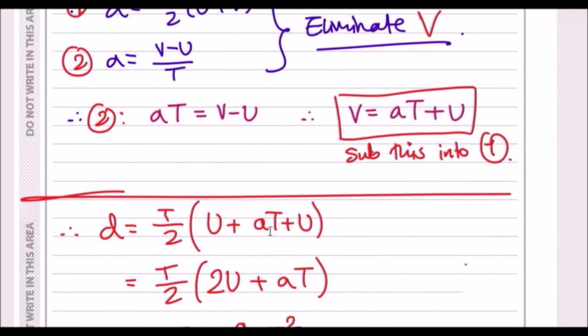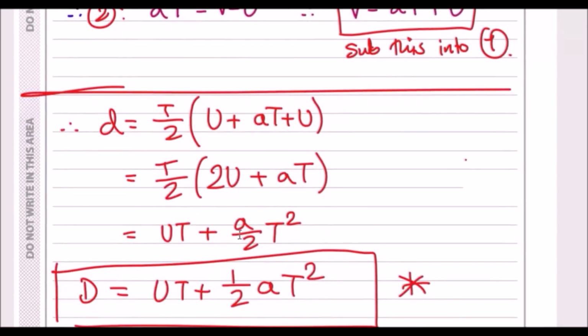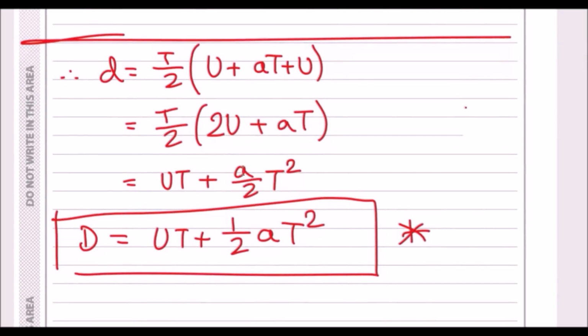Collect the like terms aside, so you've got 2u plus at. Expand the bracket and you're done. And then just tidy up a bit. Put a there, or 1 over 2. And we did it. That's literally the final equation.